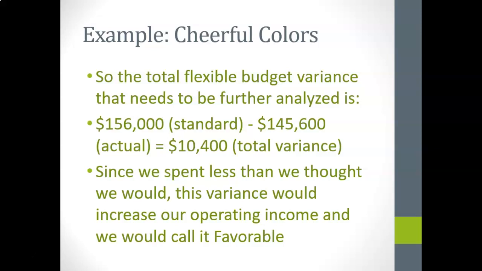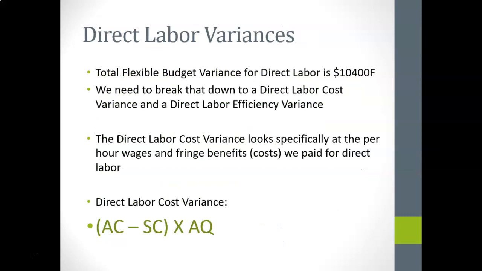The $10,400 favorable variance now needs to be broken down. So we need to break it down, again, just like materials, into a cost variance and an efficiency variance. The direct labor cost variance looks specifically at the per hour wages and fringe benefits, the cost per hour that we paid for direct labor.